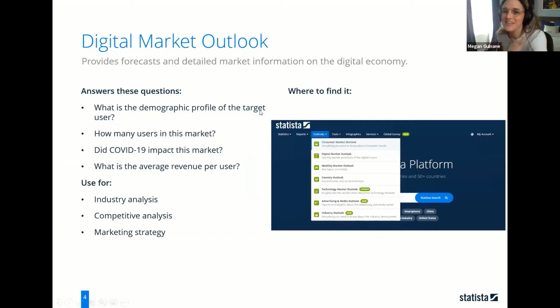So the next thing I'm going to show you is our digital market outlook. So this is the same look, feel, and functionality as the consumer market outlook, but this would focus on the digital service economy. So if you're looking to open up an e-commerce shop, the digital market outlook would be really helpful. So I'm going to go back.